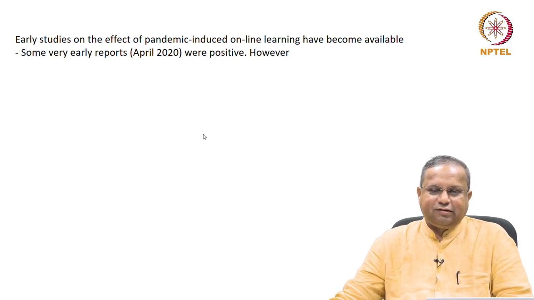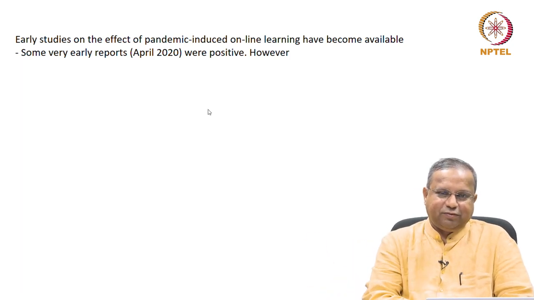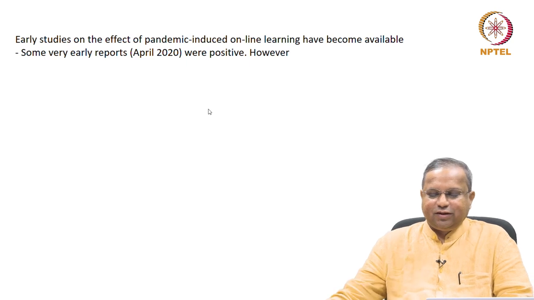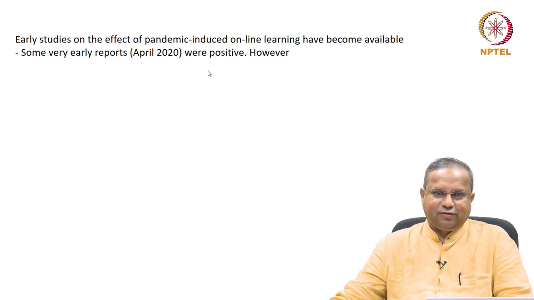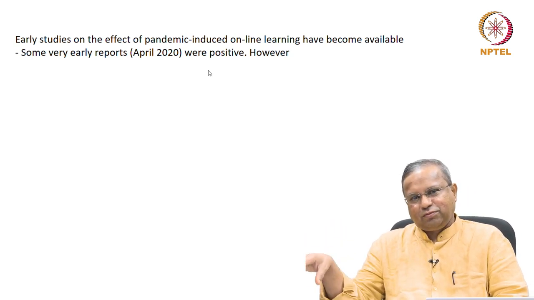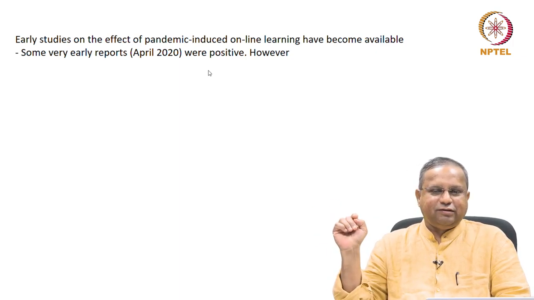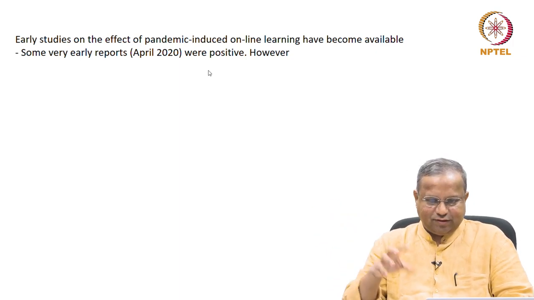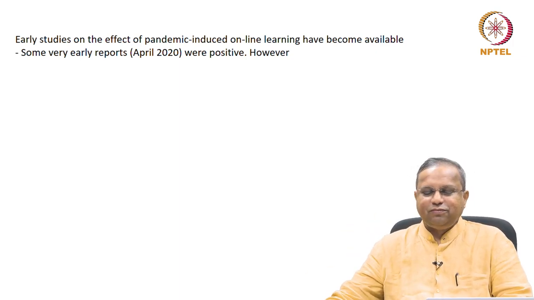There have been some studies in the literature. Some early studies came out as early as May 2020, which means the work must have been written up in April 2020 in some journals. Okay, the first reports are actually quite positive. If you read them, they said, online learning is great. We should actually move some of our regular courses to online whenever we resume and things like that. There were certain advantages that were mentioned and so on and so forth. This is within a month of lockdown.